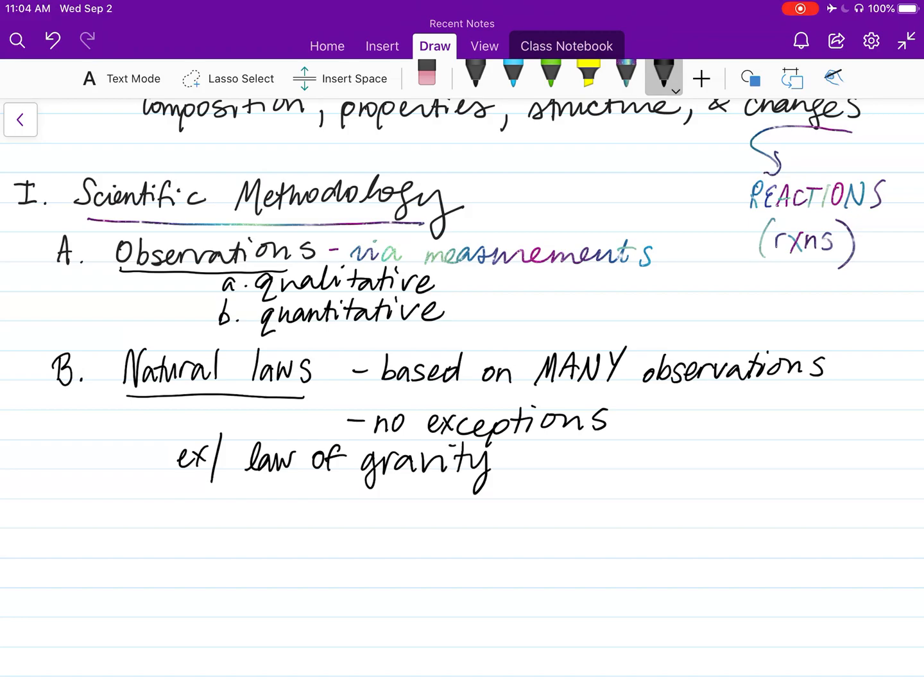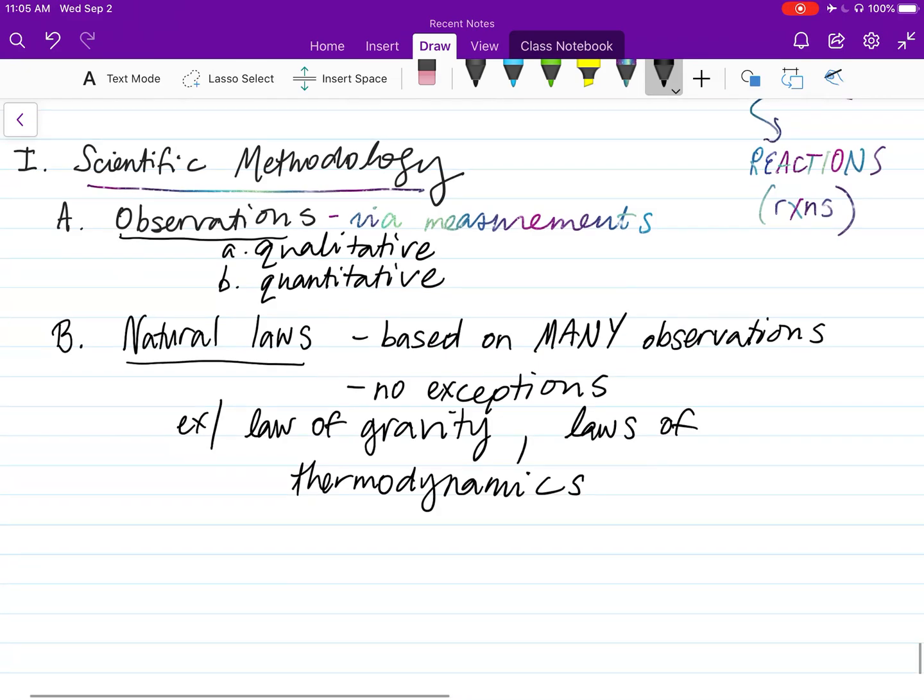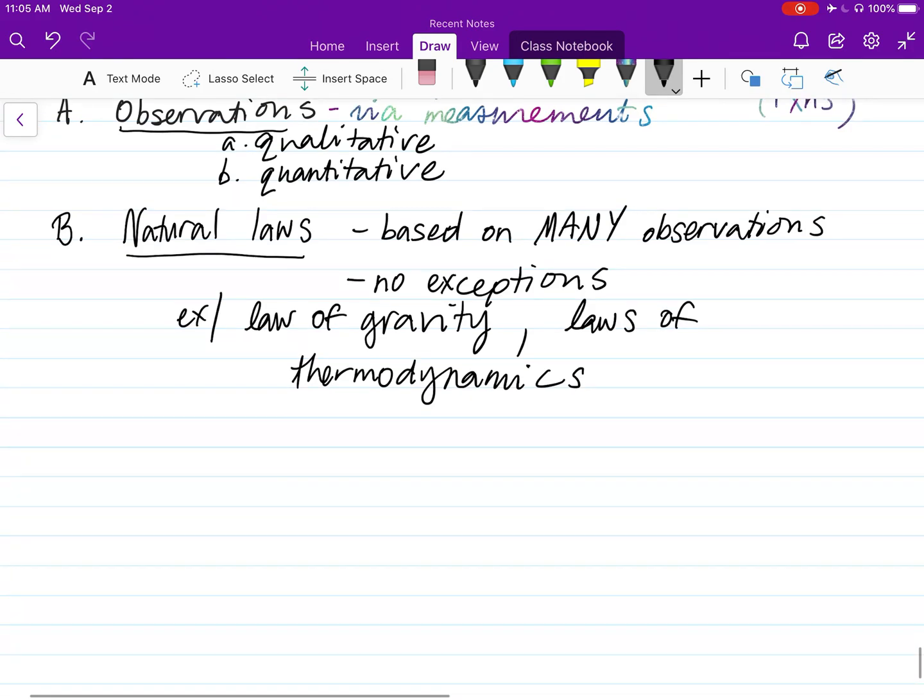The law of gravity, the laws of thermodynamics. So, the first law of thermodynamics is that energy can neither be created nor destroyed, and that is an immutable natural law with no exceptions. The other laws of thermodynamics, such as the second law that the entropy of the universe is always increasing, are also incontrovertible, no exceptions. In addition, you want to try to explain nature.